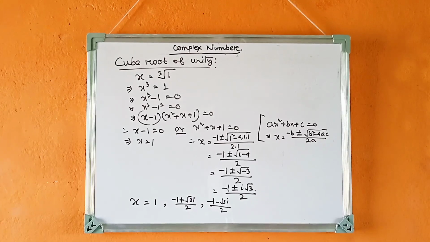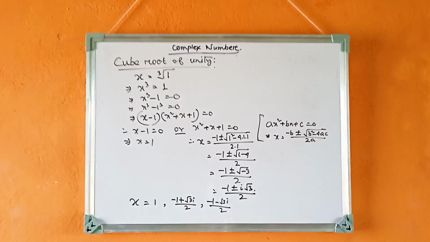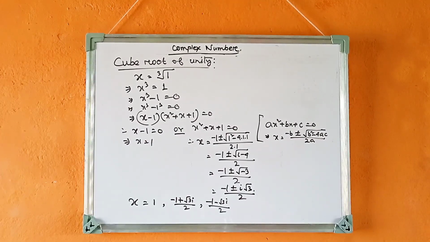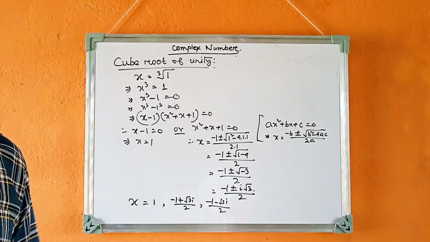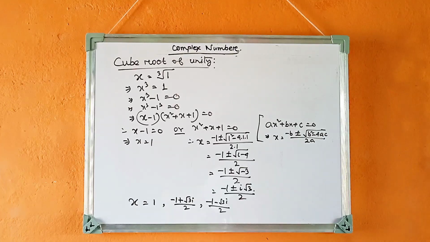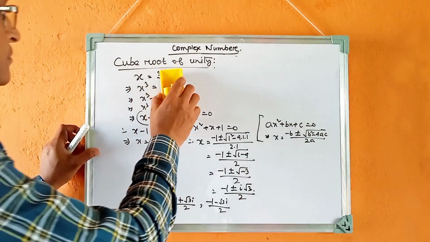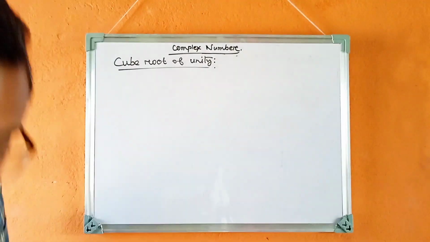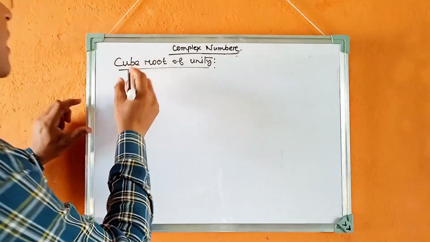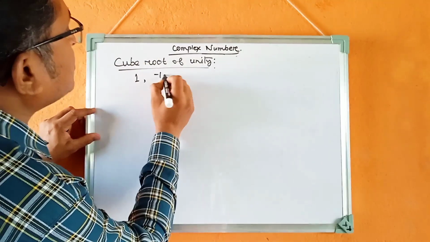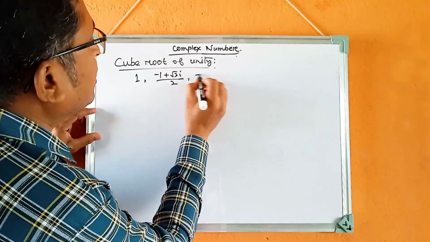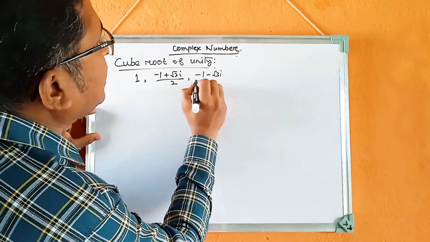Now see, one of the cube roots of unity is real and the other two are non-real, that is, complex numbers. The three roots: one is 1, another one is minus 1 plus root 3 i divided by 2, and the third one is minus 1 minus root 3 i divided by 2.